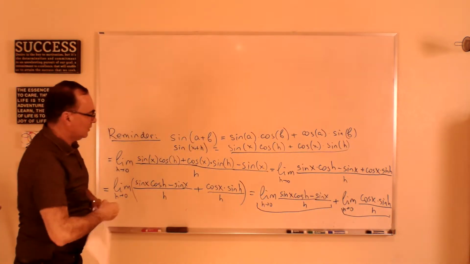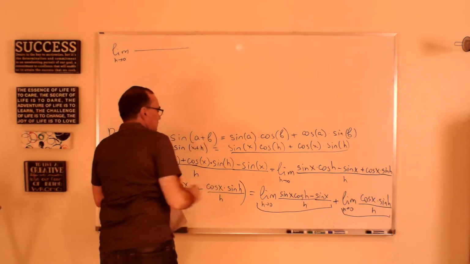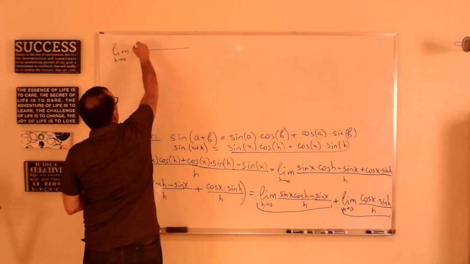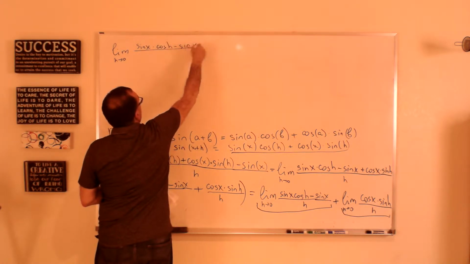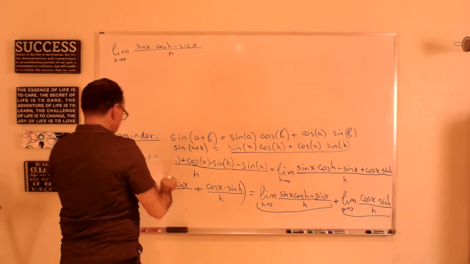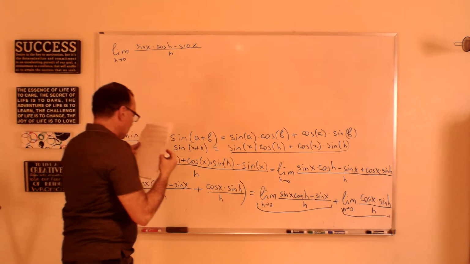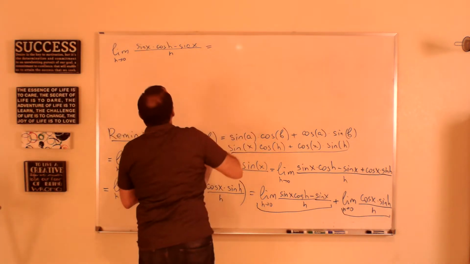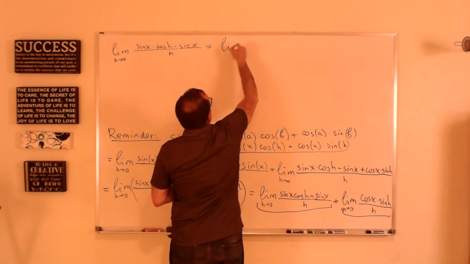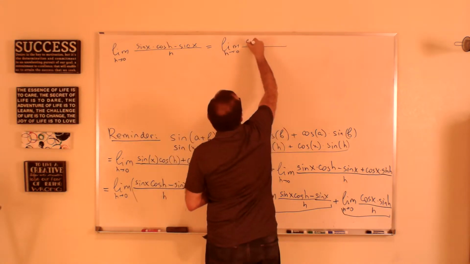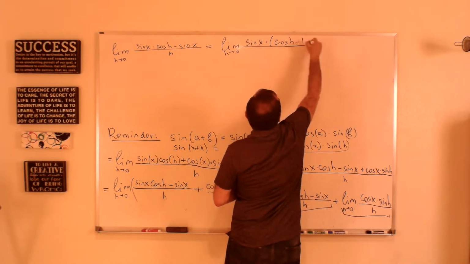So the first limit of sine x cosine h minus sine x over h, we will factor out that sine x. So it will be limit sine x times cosine h minus 1 over h.